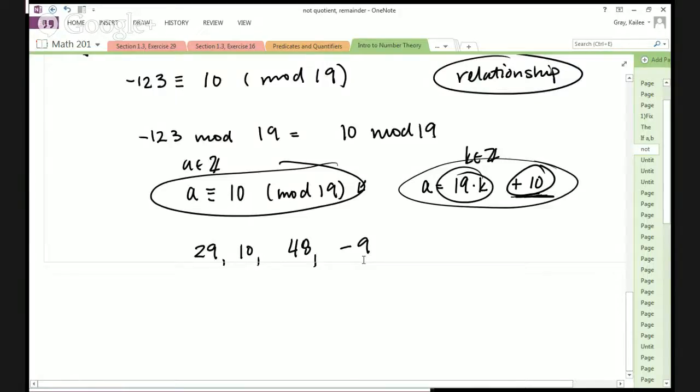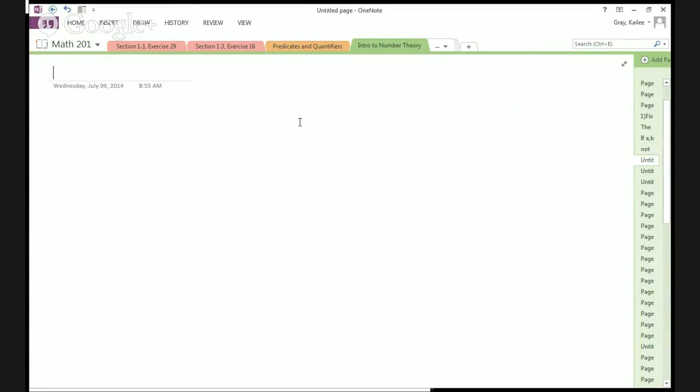Let's see. Okay. Yeah, so let me just do one more exercise and then I'll let you guys go. Okay, we're going to be combining a couple congruences here, okay? So I'm going to say a and b are integers, and I'm just doing number 14 from the text if you want to follow along.